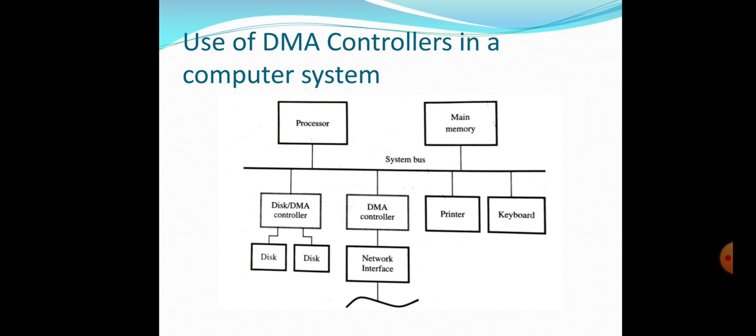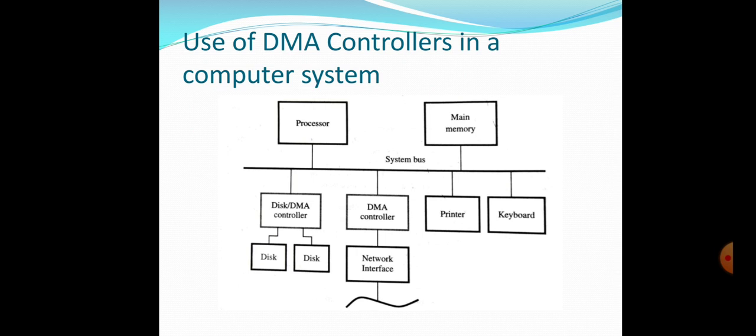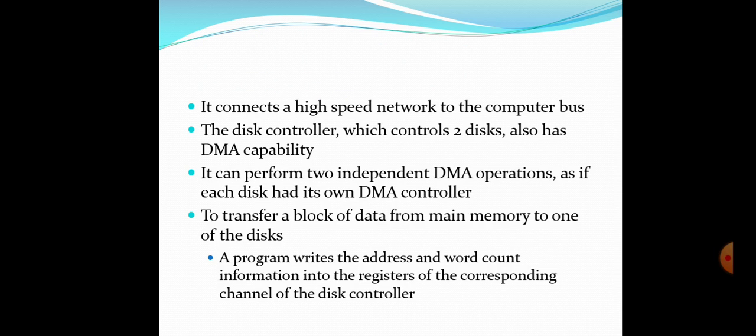Next is the use of DMA controllers in a computer system. In this diagram, you can see a processor, a main memory, then a disk controller or DMA controller, which controls two different disks, and the system bus is connected to the network interface through a DMA controller, and a printer, then a keyboard. This DMA controller connects a high-speed network to the computer bus.